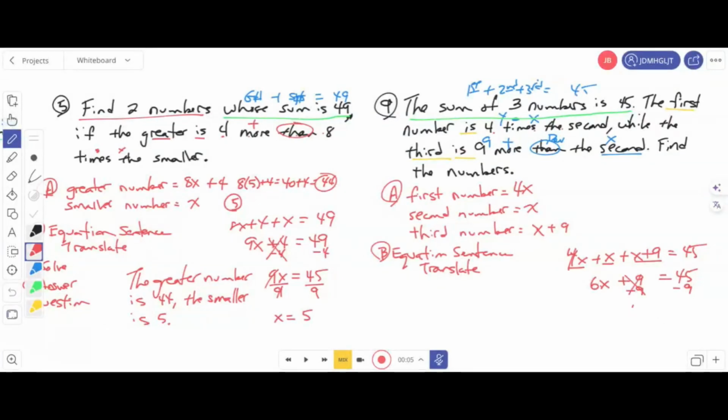The 9's add out, we're left with 6x. 45 minus 9 is 36. Then divide by 6, divide by 6. X is 6. Well, if I put 6 in here, 4 times 6 is 24. 6 here is 6. And 6 plus 9 is 15. So we solved. And now we answer the question.